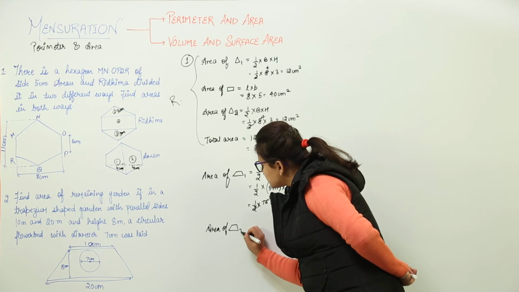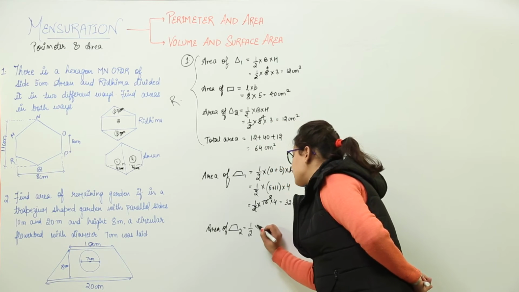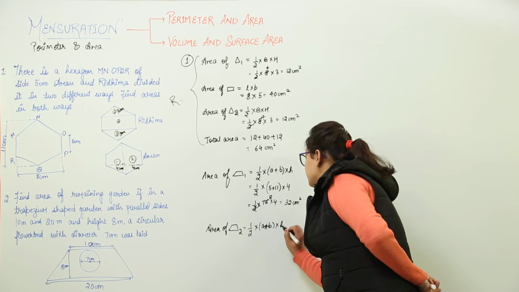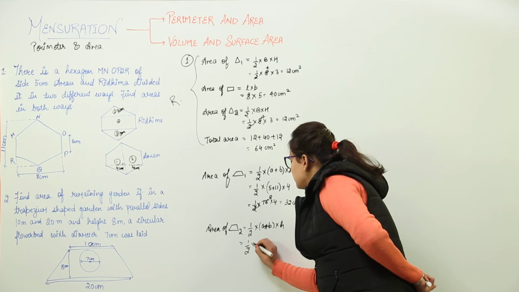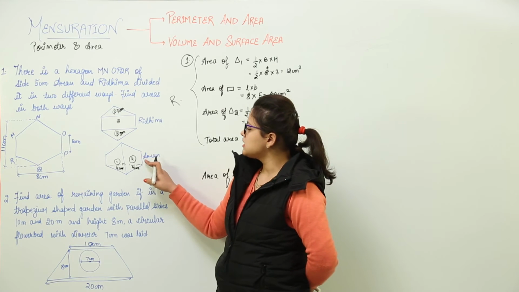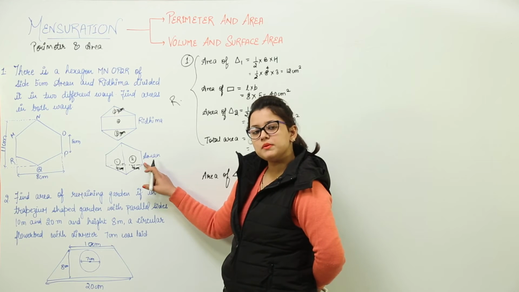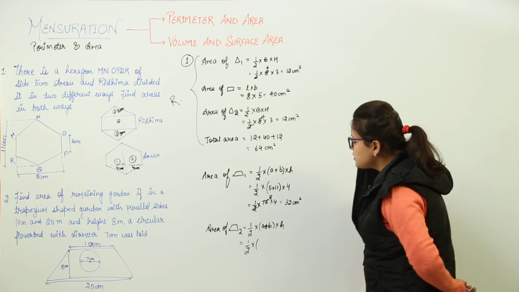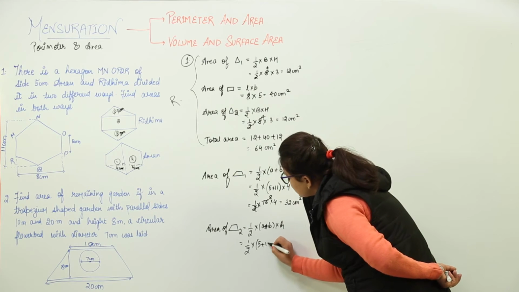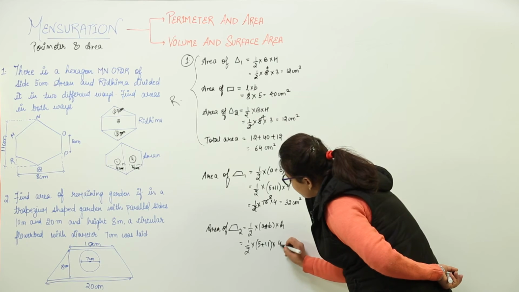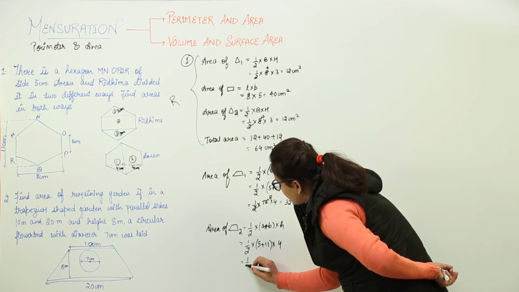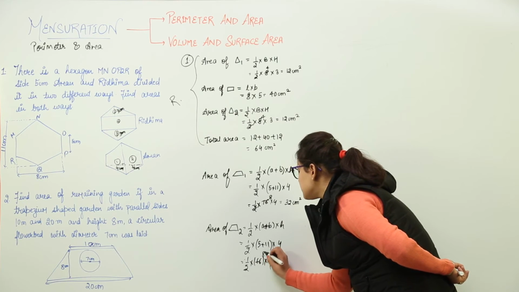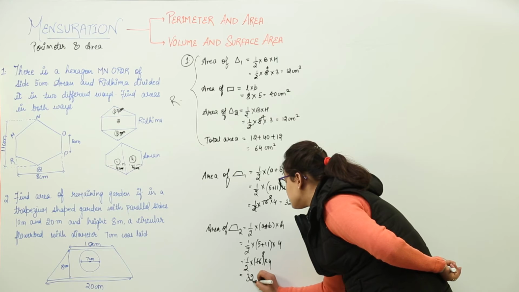That will also be the same formula. Why? Because trapeziums have the same formula, 1 by 2 into a plus b into height. Now here also let us see the measurements. A is equal to this shorter measurement, which will be 5, and B is the longer measurement, which is again how much? 11. So we do 5 plus 11 into, what is the height? 4. So again we get 1 by 2 into 16 into 4. You cancel it out, you get 32.